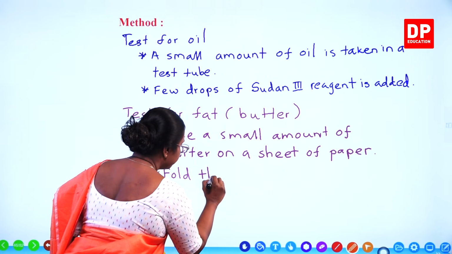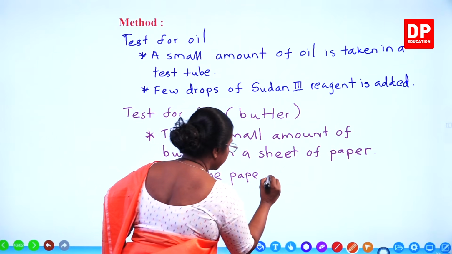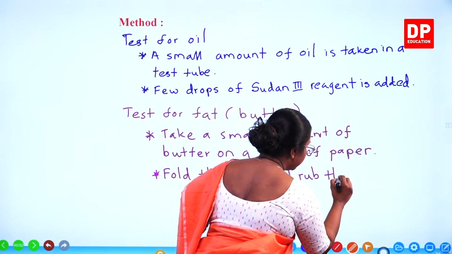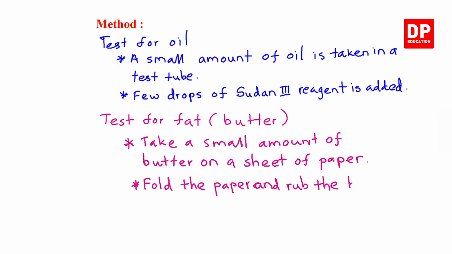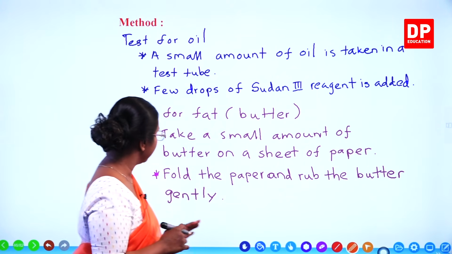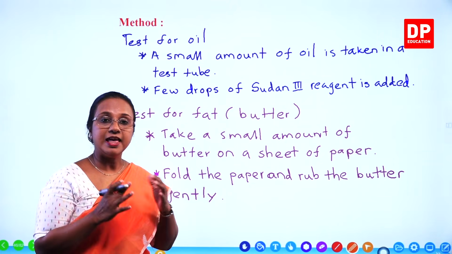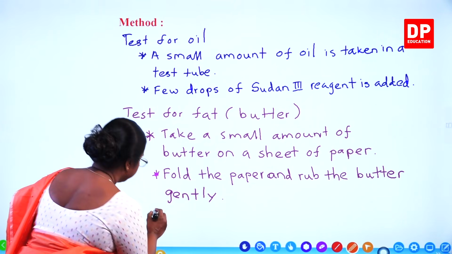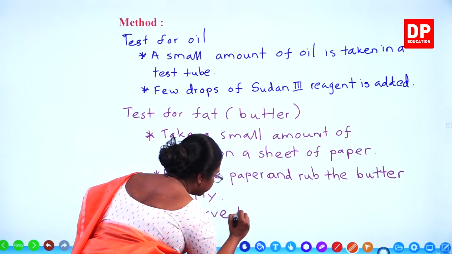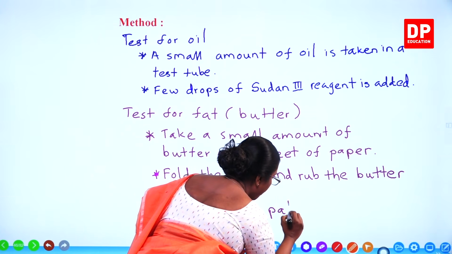Fold the paper and rub the butter gently. We rub the paper together so that the butter will get rubbed gently, and then we observe the patch. Observe the patch. Patch formed.